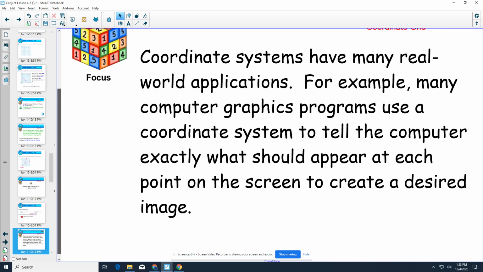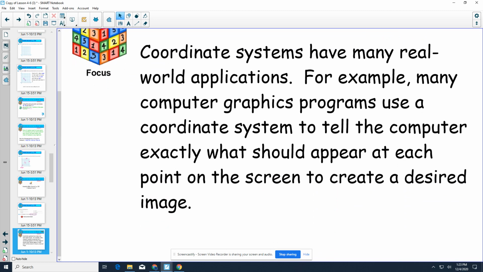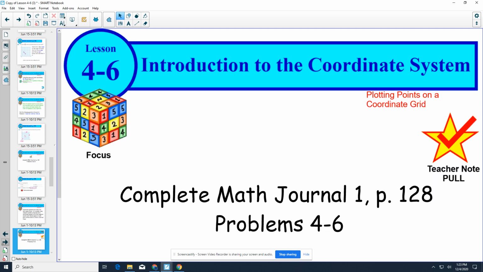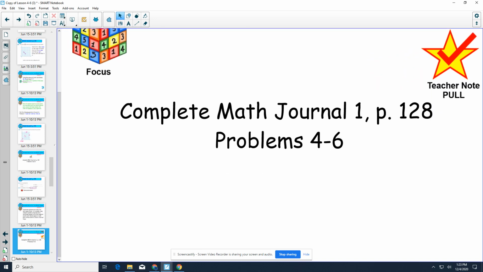So coordinate systems have many real-world applications. For example, many computer graphic programs use a coordinate system to tell a computer exactly what should appear at each point of the screen to create a desired image. And if I remember correctly, in Project Lead the Way, a lot of you did some things with ordered pairs, coordinate planes, programming, I believe. Okay, so go ahead and pause the video, and you're going to complete problems 4 through 6 on page 128.